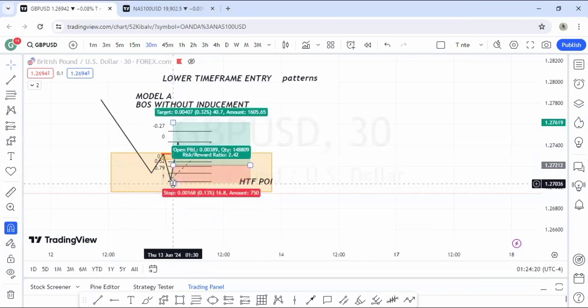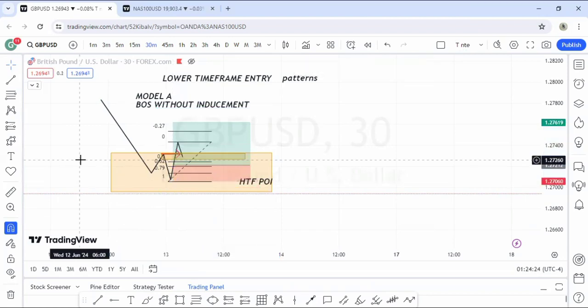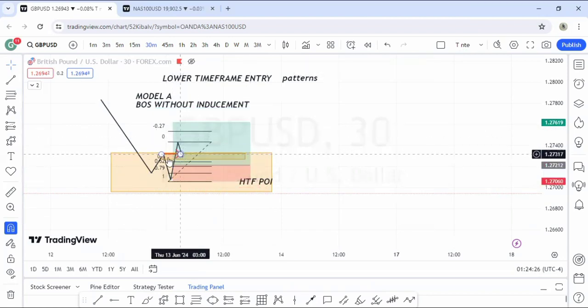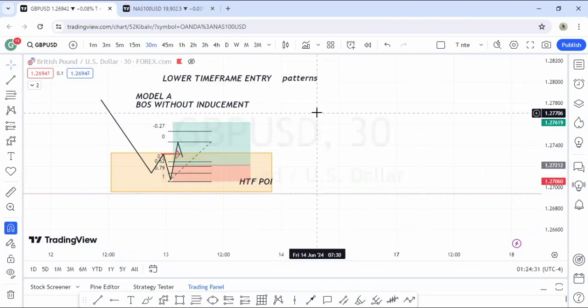So you're now reducing your stop loss from being down here to being up here, right? That is the purpose of using lower time frame entries. It helps to reduce stop loss, so you can have a little stop loss. That is why we use it. Another way you can also streamline it.